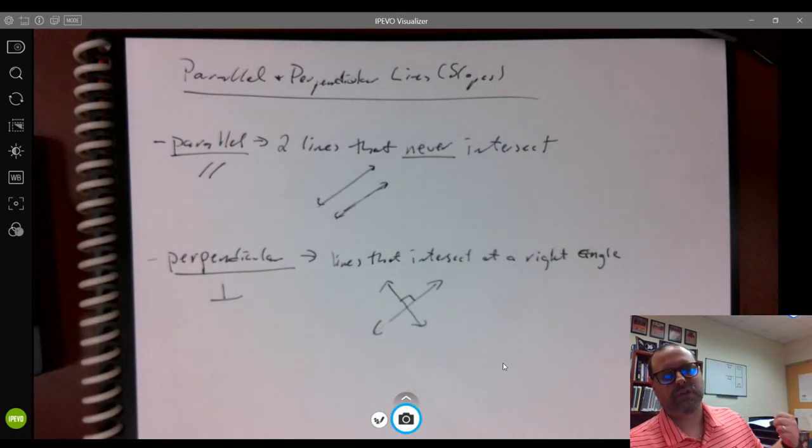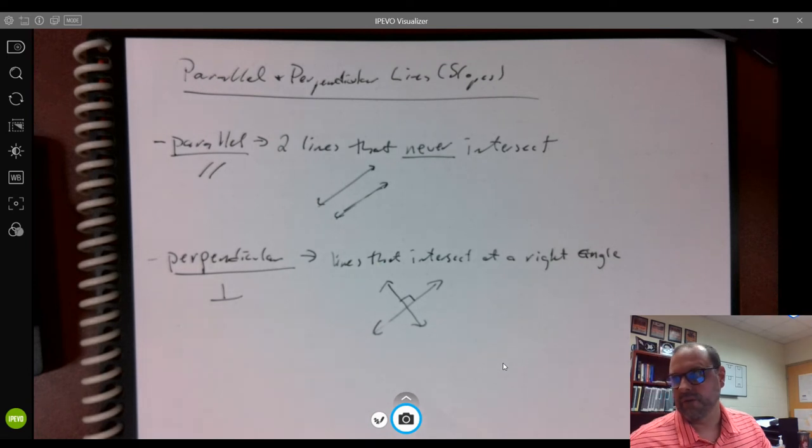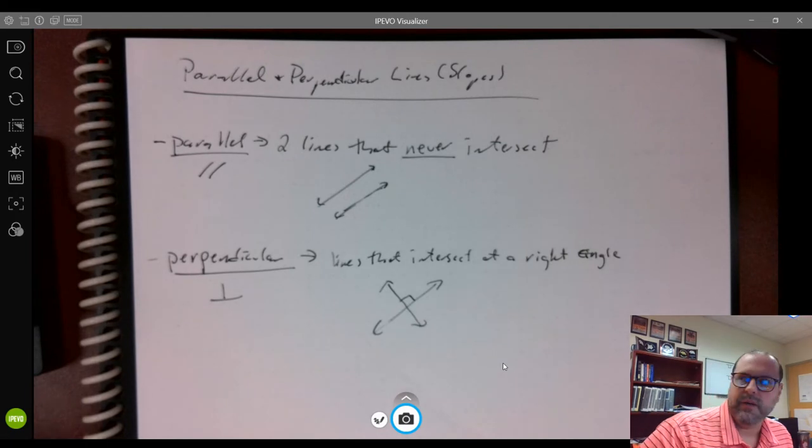Perpendicular lines also extremely important. Most buildings, the wall and the floor and the ceilings, or hopefully let's say wall and floor, are perpendicular to each other. Otherwise, we got problems. The buildings are going to fall down. So that's what we're looking at. Those are the two types of lines.